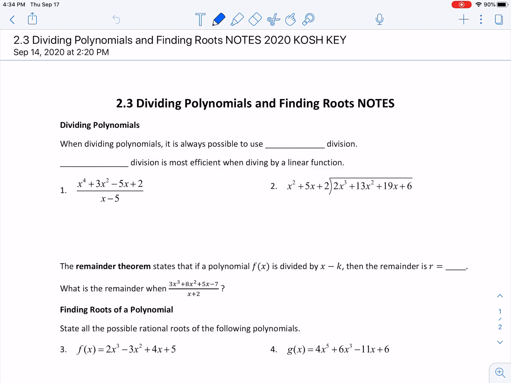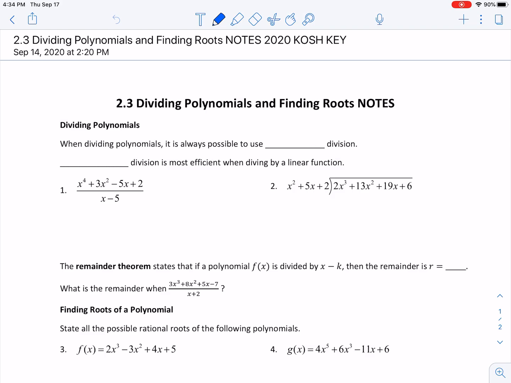I am going to work through part of the notes for today. We are looking at dividing polynomials and finding roots. So I assume that you've seen this before. If not, let me know. But I'm going to teach it like you've never seen it, just a whole lot faster.